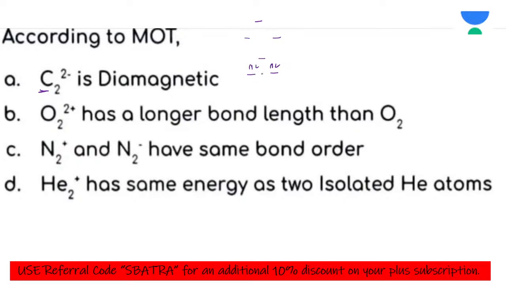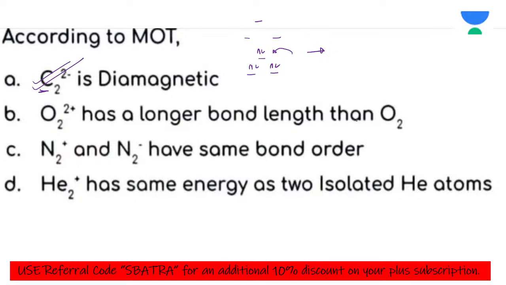Now we are adding two more electrons, and this time we are adding them in this particular bonding molecular orbital. So what you can see is that yes, definitely it's diamagnetic, because there is no unpaired electron. So option A is absolutely correct.